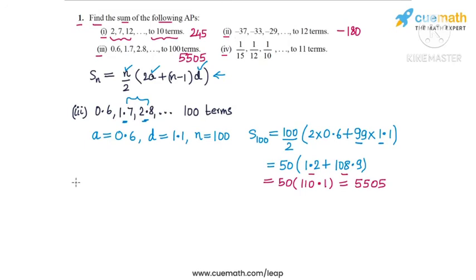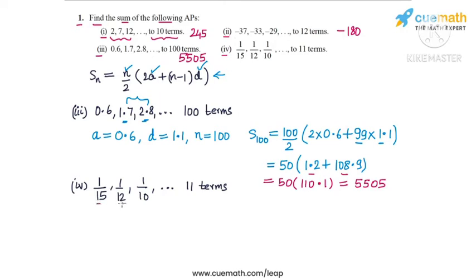Now let's do the fourth part. So in the fourth part, the AP is 1 by 15, 1 by 12, 1 by 10 and so on, and we have to sum it up to 11 terms. Now the first 3 terms are fractions, and it's hard to make out that this is an AP. It's not directly clear that this is an AP, but if you rewrite the first 3 terms with a common denominator, you will see that it is actually an AP.